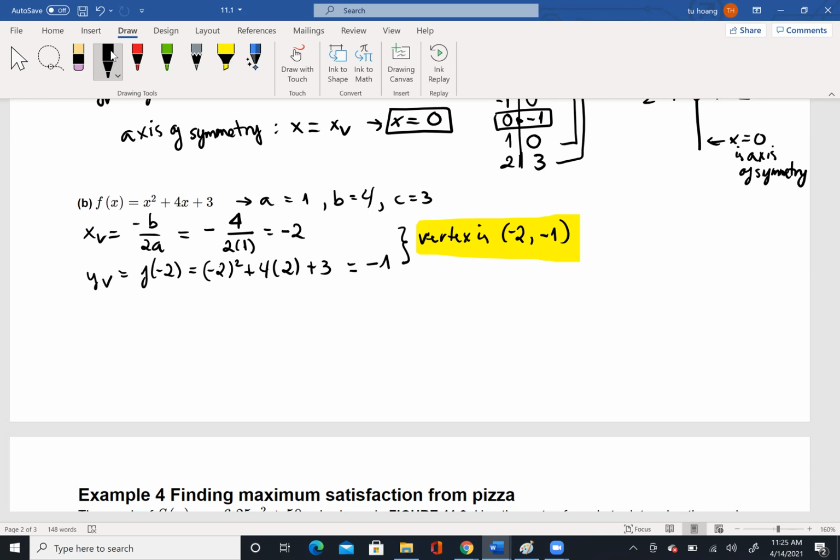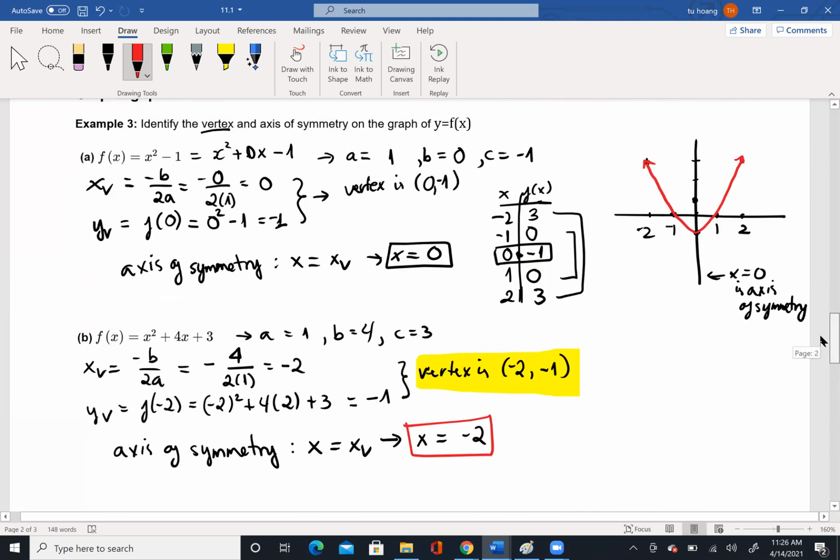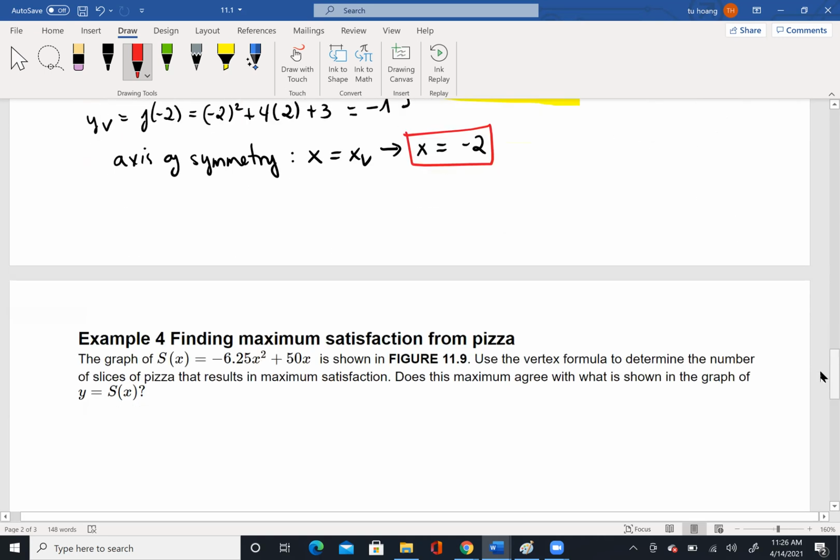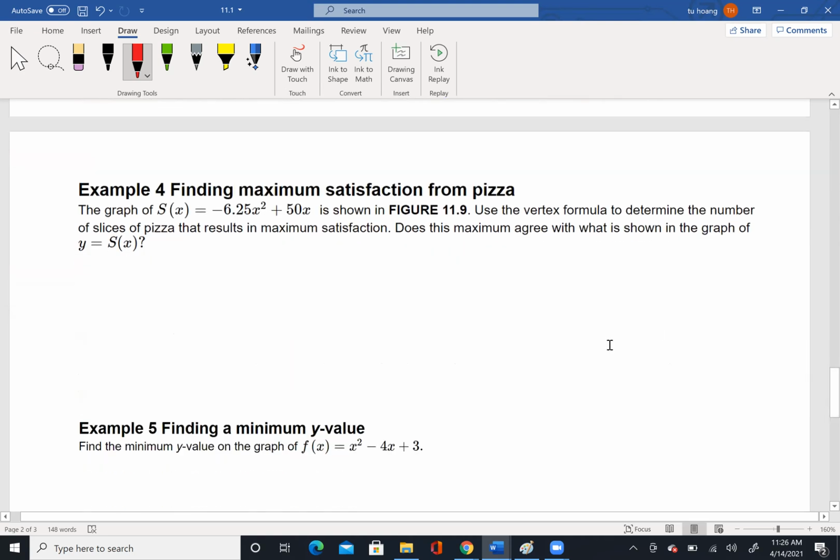So then the equation of the axis of symmetry is x equal to xv, and that's going to be x equal to -2. It's going to be the equation of the axis of symmetry. If you want, you can follow along in part A here, but because the question didn't ask me about graphing, I can just skip that part, and then we're going to move to example number 4.